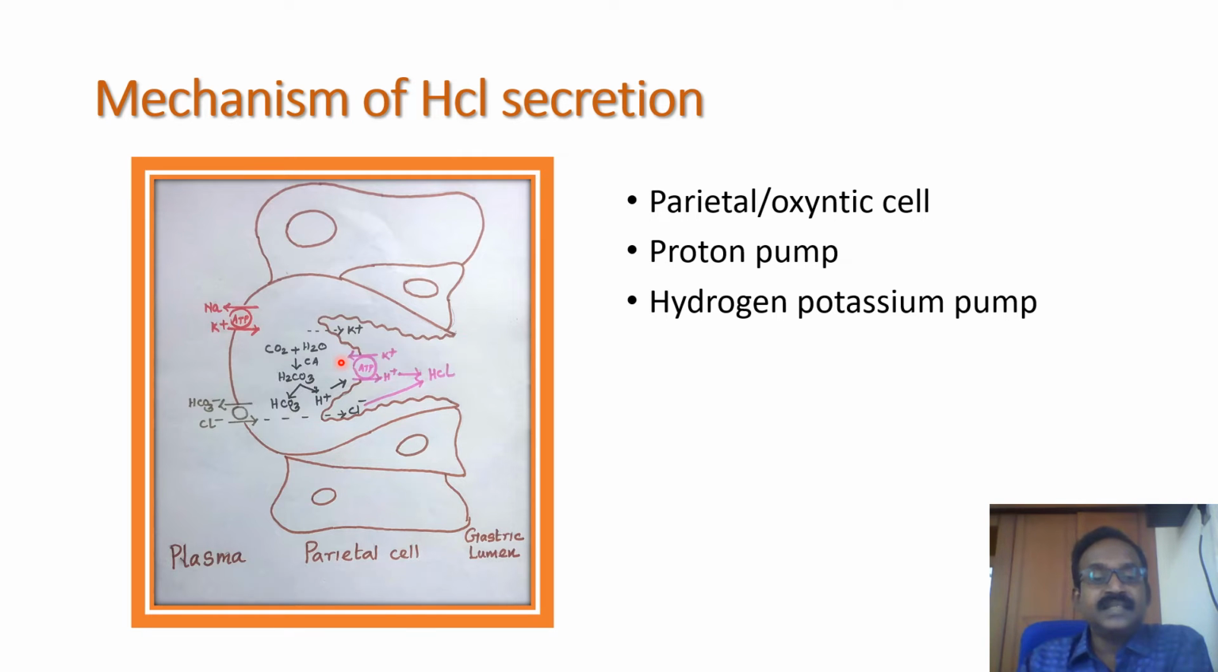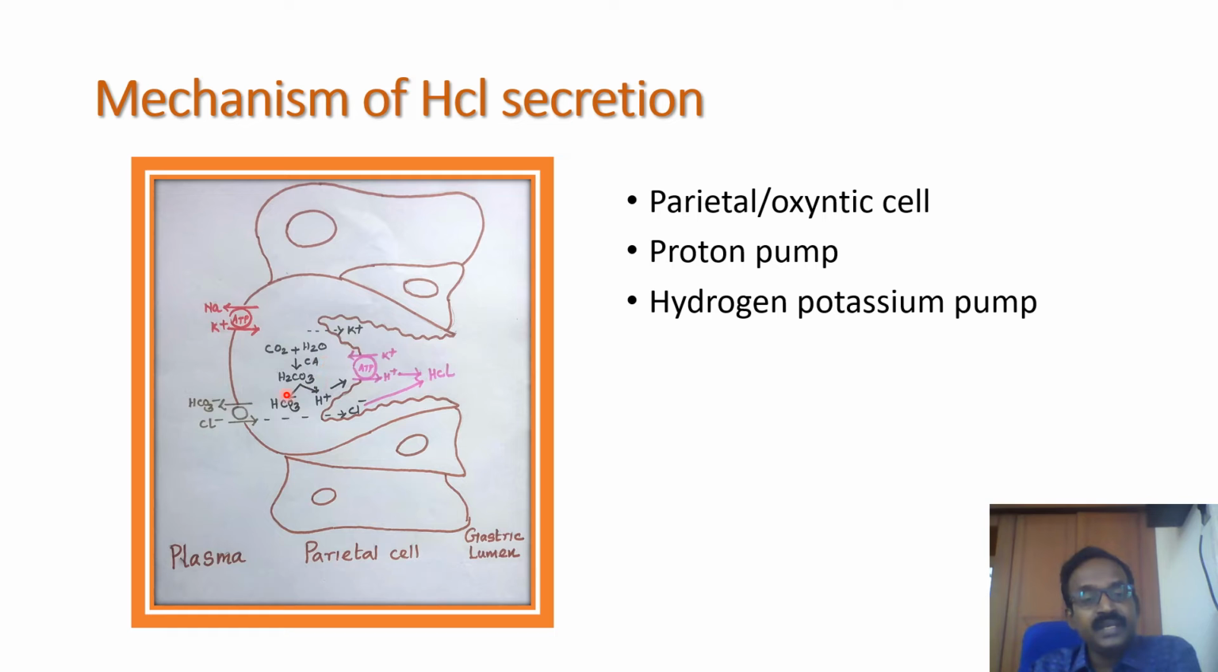Inside the cell, metabolism produces carbon dioxide, which combines with water. In the presence of carbonic anhydrase, it forms carbonic acid, and carbonic acid is split into bicarbonate and hydrogen ion. The hydrogen ion is pumped through the proton pump into the gastric lumen. The bicarbonate ion is exchanged through the bicarbonate chloride exchanger, and the chloride ion passively enters the gastric lumen. The hydrogen ion and chloride ion combine to form hydrochloric acid.